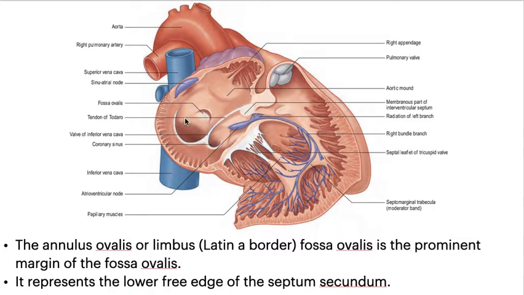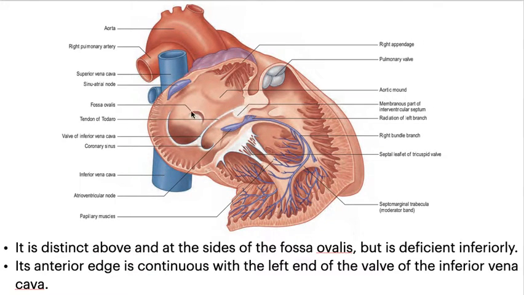The annulus ovalis, or the limbus, you can see the limbus. It is a prominent margin of the fossa ovalis, representing the lower free edge of the septum secundum. It is distinct above and at the sides of the fossa ovalis, but deficient inferiorly. The anterior edge is continuous with the left end of the valve of the inferior vena cava, right? This is the inferior vena cava.